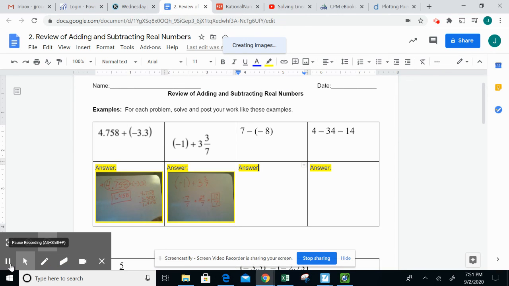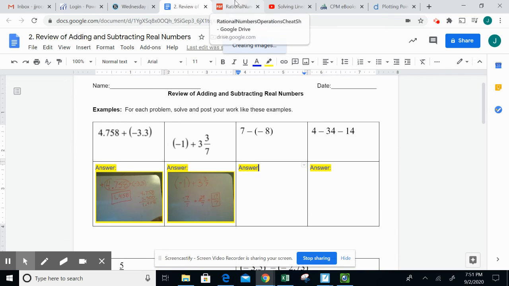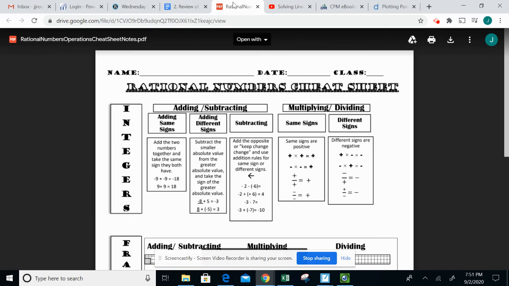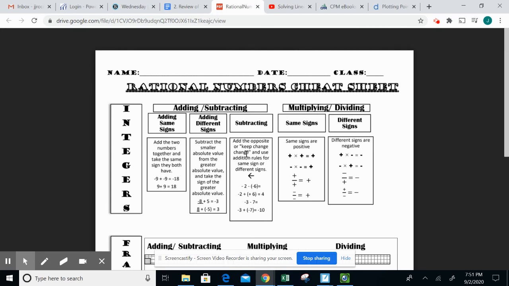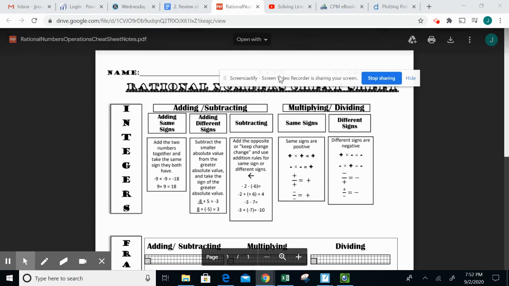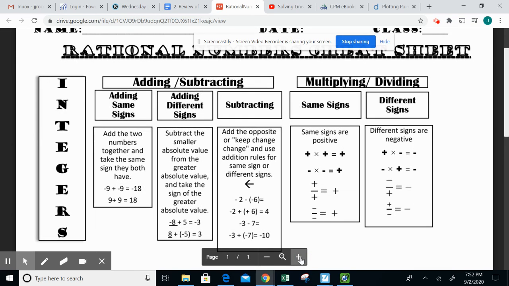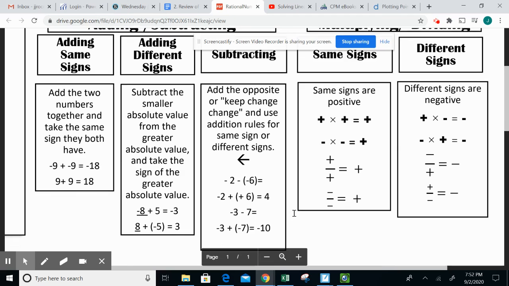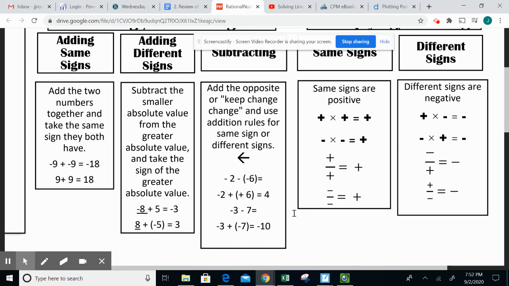All right, so the next one is subtraction. And I wanted to jump to the cheat sheet that I will post. It will be in your options. I'll put it underneath the video, so you should see it. And with that, all you're going to do here for subtraction, it says add the opposite or keep change and use addition rules. So these addition rules. What I wanted to mention was the way that this has you do it is a little odd in my opinion, but it is something that you can do and it'll help you to remember to change the signs.